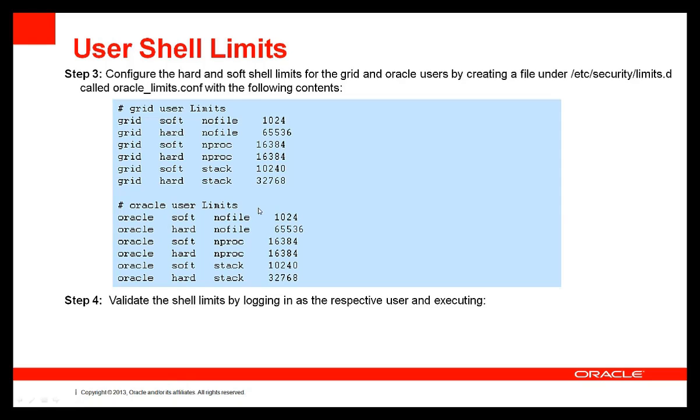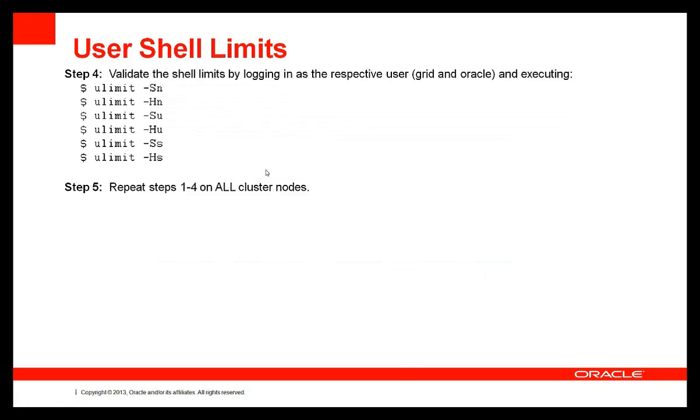Once the shell limits have been set, we'll validate them by logging into the system and using the ulimit command. We'll log in as grid and oracle, and simply execute ulimit with capital S for the soft limit, capital H for the hard limit, lowercase n for nofile, u for nproc, and s for stack size. You can validate those with the commands listed there as the respective Oracle software owner or grid infrastructure software owner. And we'll repeat steps 1 through 4 on all cluster nodes.